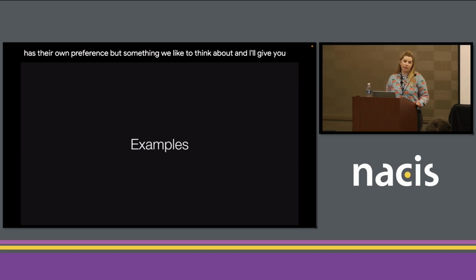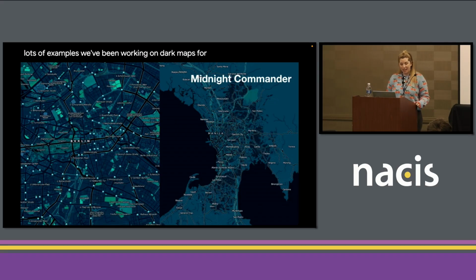And I'll give you lots of examples. We've been working on dark maps for a really long time. This is Midnight Commander from 2009. We think this is one of the first dark maps that we've seen. I was not at Stamen at that time. That was a long time ago, but I like how blue and green this is. It's not quite so monochrome like the other maps we've looked at.